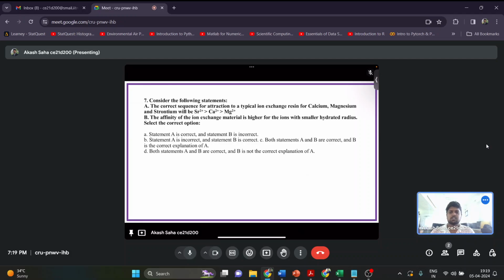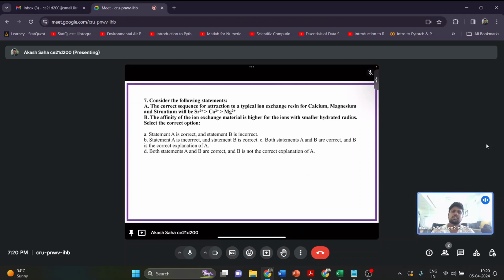Option A says statement A is correct but B is incorrect. Option B says A is incorrect and B is correct. Option C says both statements A and B are correct and B is the correct explanation of A. Option D says both statements A and B are correct but B is not the correct explanation of A. So you have to tell me which of the options is correct. There is a little rearrangement problem here: after B, there is option C also in the same line.